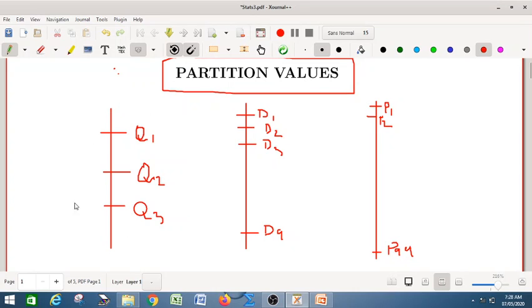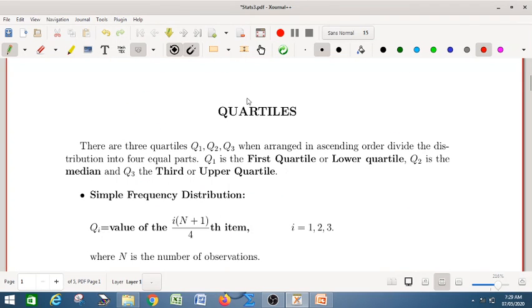Quartiles will divide the whole observations into 4 equal parts. Deciles will divide the whole observations into 10 equal parts. And percentiles will divide the whole observations or distributions into 100 equal parts. So you require up to P99. So 99 percentiles and 9 deciles and 3 quartiles. So we first talk about the quartiles. There are 3 quartiles, Q1, Q2, Q3.